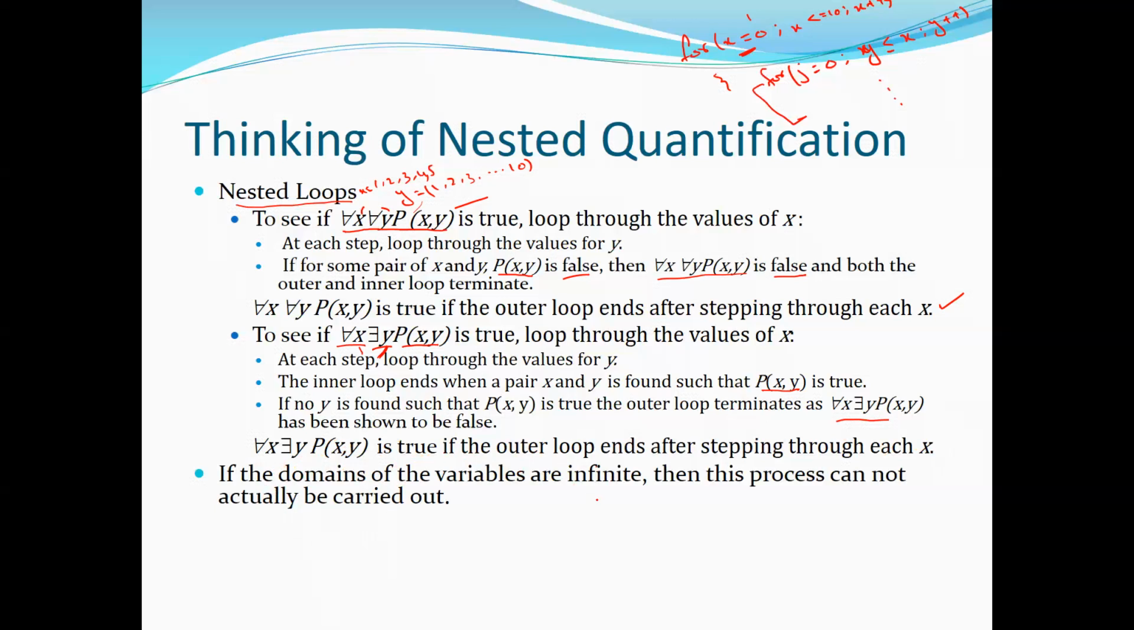If the domain of the variables is infinite, then obviously this process cannot actually be carried out. So this nested loop can only work when the domain values are finite. If the domain is infinite, the process cannot be carried out. This nested loop cannot work, right?